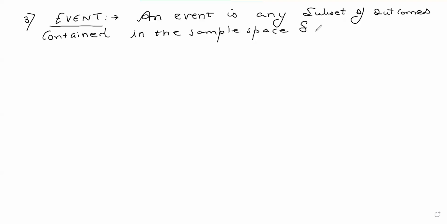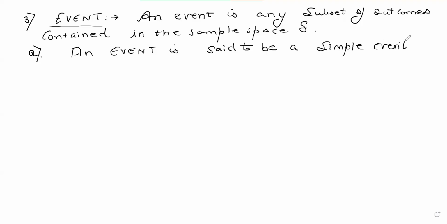Okay, so I can say that the event lies within the sample space. Sample space contains all possible outcomes. From that, if I take one particular outcome or some of the outcomes, that's called an event. So an event is a subset of the outcomes contained in the sample space. I can further write point A, an event is said to be a simple event.